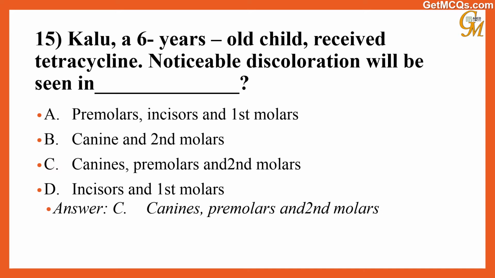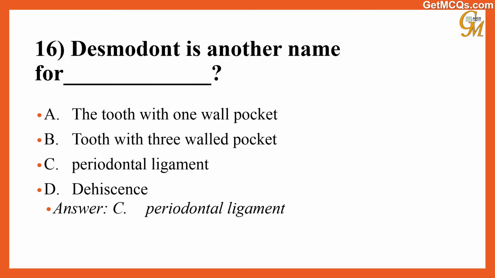15. Kalu, a 6-year-old child, received tetracycline. Noticeable discoloration will be seen in? Answer: C. Canines, premolars, and D2 and D molars. 16. Desmodont is another name for? Answer: C. Periodontal ligament.